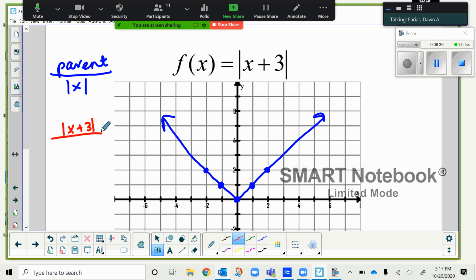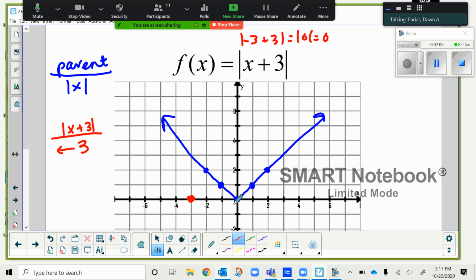The +3 inside the absolute value is an insider's lie, and it's a horizontal shift, which means everything is going to go to the left 3 places. The reason why that works is if you put -3 in for X, you get 0, right? So when X is -3, Y is 0.